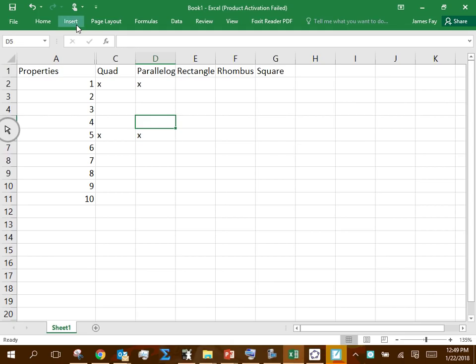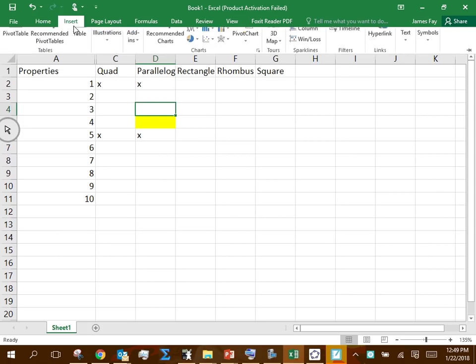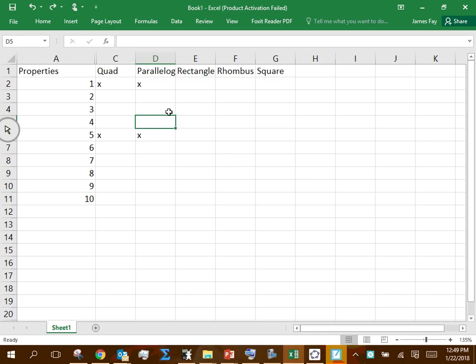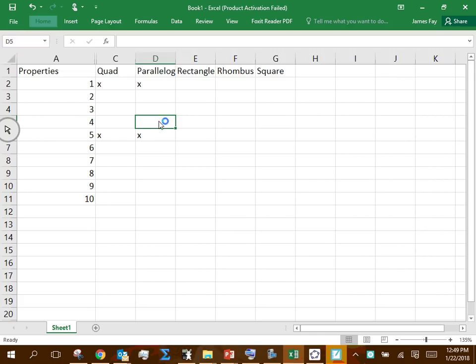But there's also going to be some things that are maybe different. So maybe that, and that. And there's going to be more than that. But maybe those are the properties that make a parallelogram different than just a quadrilateral. Does that make sense, everybody?